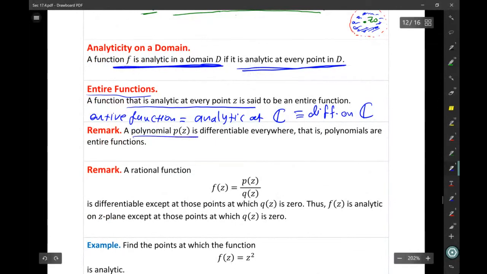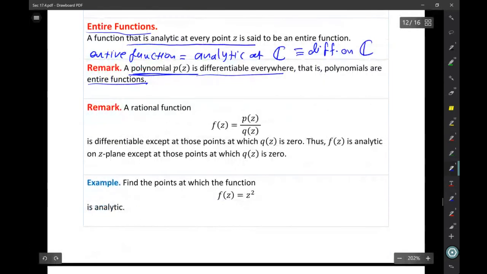For example, a polynomial p is differentiable everywhere. Since it is differentiable everywhere, it is analytic everywhere in the domain. Therefore, it is an entire function.